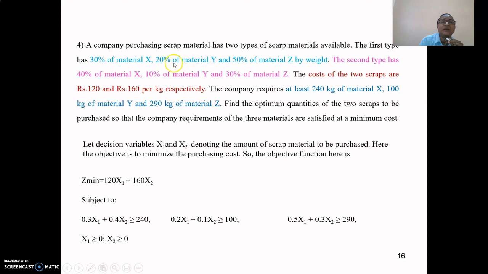Second, 0.2 x1 plus 0.10 x2 greater than or equal to 100, and last, 0.5 x1 plus 0.3 x2 related to Z greater than or equal to 290, that is 290 kg of Z. This is the constraint for X, this is the constraint for Y, this is the constraint for Z, and the non-negativity condition is x1 greater than or equal to 0 and x2 greater than or equal to 0.